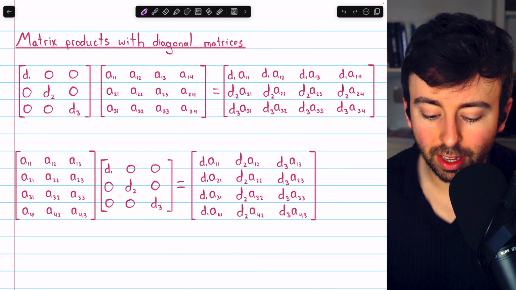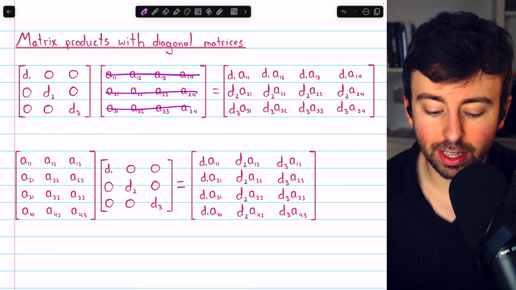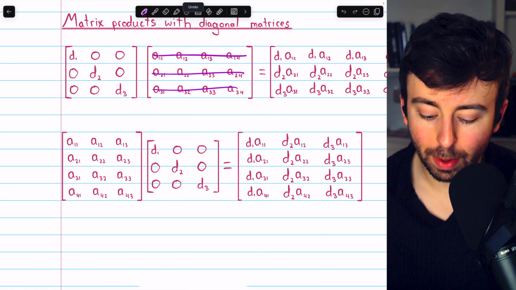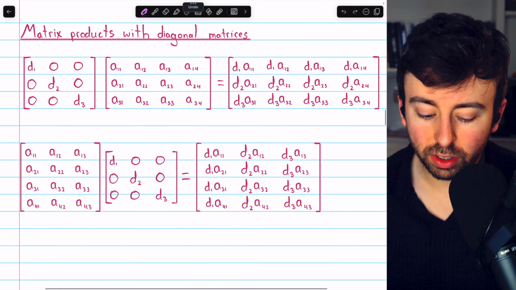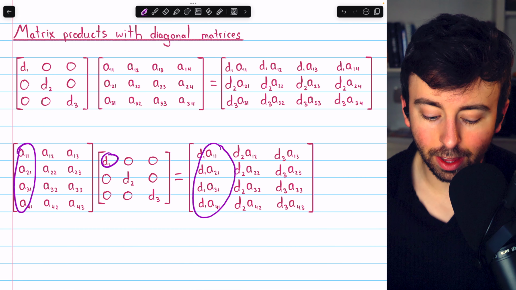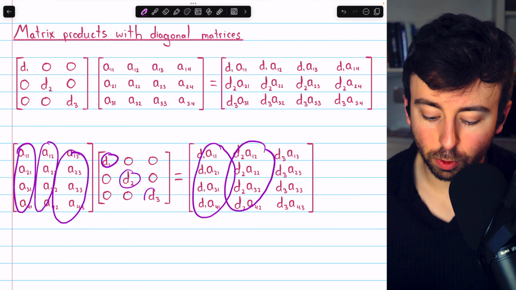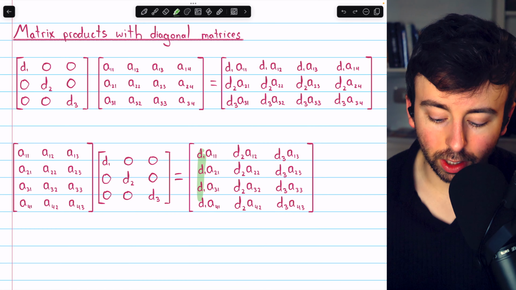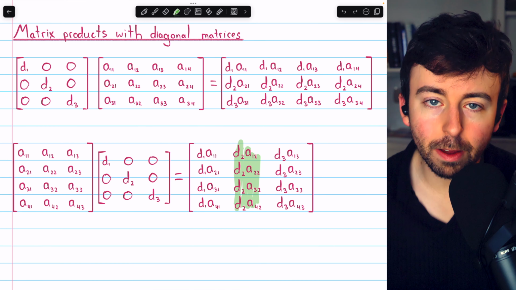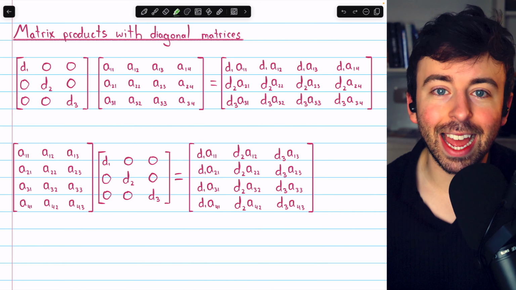In the previous case, we saw successive rows of the matrix get hit by the successive diagonals. But now that we're multiplying by the diagonal matrix on the right, what's going to happen is that successive columns get hit by successive diagonal entries of that diagonal matrix that's on the right. You can see all of these column 1 entries got hit by D1. All the column 2 entries got hit by D2, and so on. That's how easy it is to multiply by diagonal matrices.